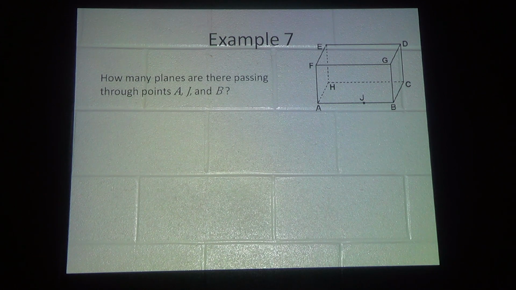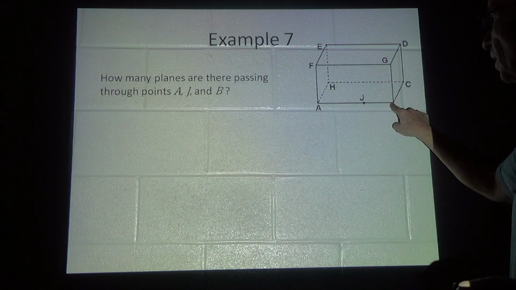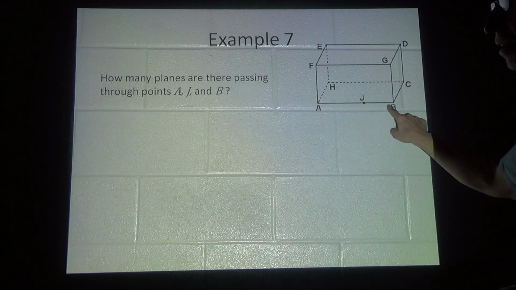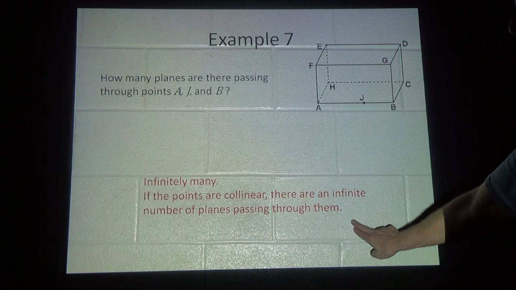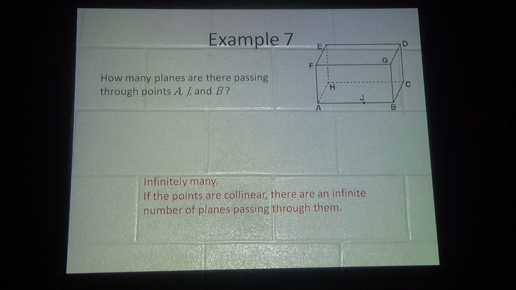Example 7. How many planes are there passing through the points A, J, and B? Okay, so A, J, and B are all on a straight line. So that means they are collinear. So there are infinitely many planes going through that line. Okay, and the postulate that goes with it simply says if the points are collinear, there is an infinite number of planes passing through them.